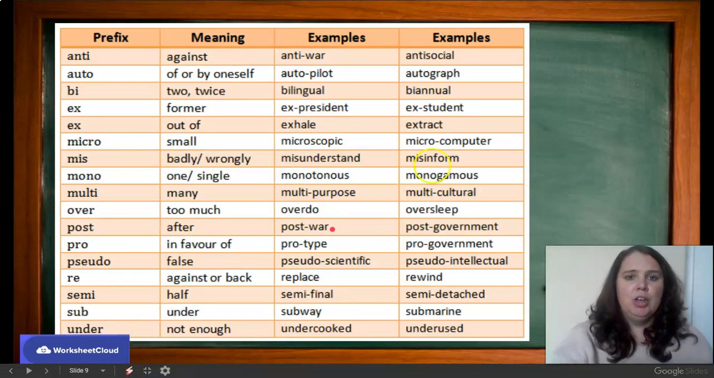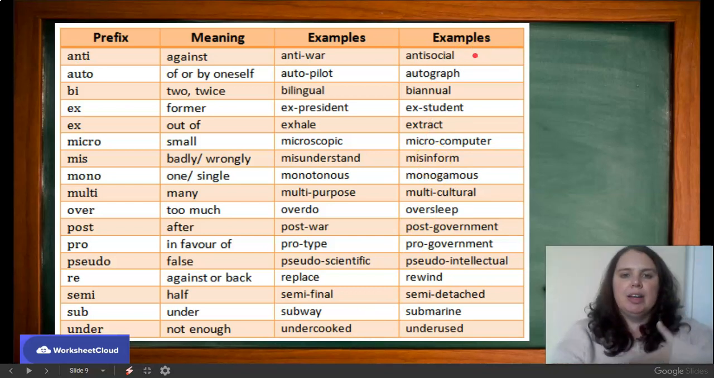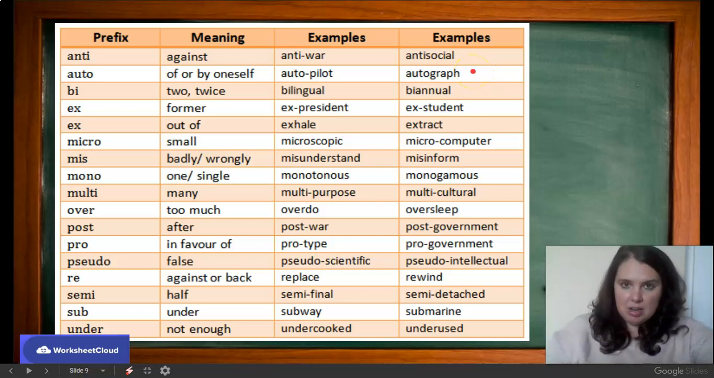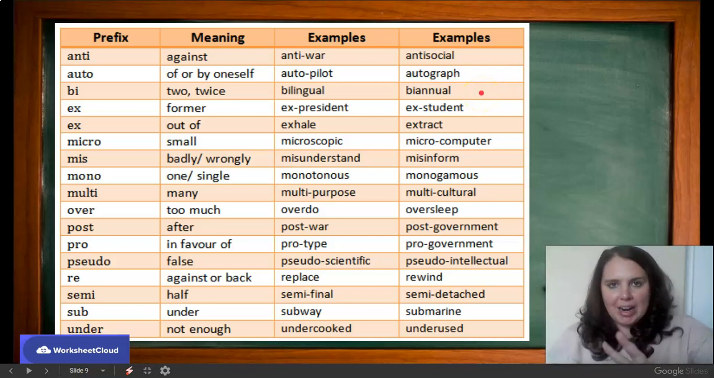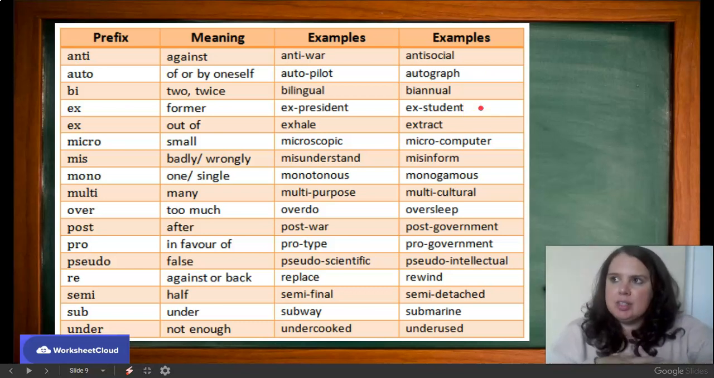Let's look at examples. So I'm going to just work with this last section here. So if you're antisocial, it means that you are against being social, so you like to maybe be alone. Autograph, it means the person signs their own. It's your own or oneself signature. Biannual would mean that it happens twice yearly. An ex-student, so if I have to go and see one of my students who I taught in matric and now they're in university, they're one of my ex-students, my former students.